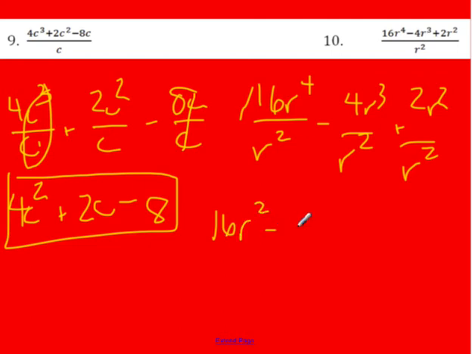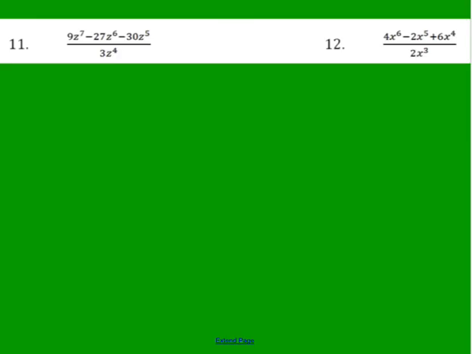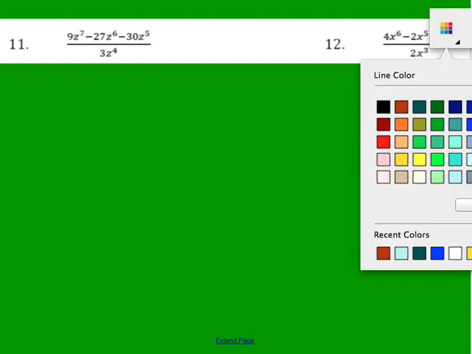Then you have negative 4 up top, r cubed divided by r squared. You're just left with r. And then the last one, r squared over r squared cancels out, and you're just left with 2. So that's your final answer for number 10. Last but not least, taking a look at number 11 and number 12. Let's take a look first at number 11.